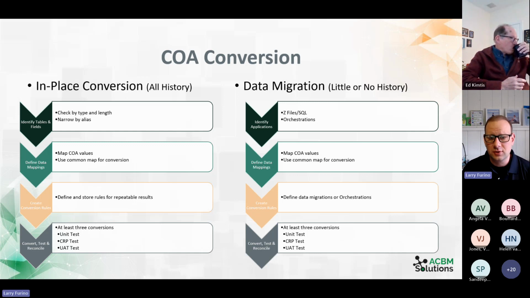We create the conversion rules. So it's important to have a repeatable process. We have a couple of third-party tools that we work with kind of regularly. And the benefit of using a tool like that is that we're able to define these conversion rules that make it controlled and repeatable. And then you have to run several test conversions. We say 3 here. In reality, it's usually 5 or 6 or sometimes more than that.